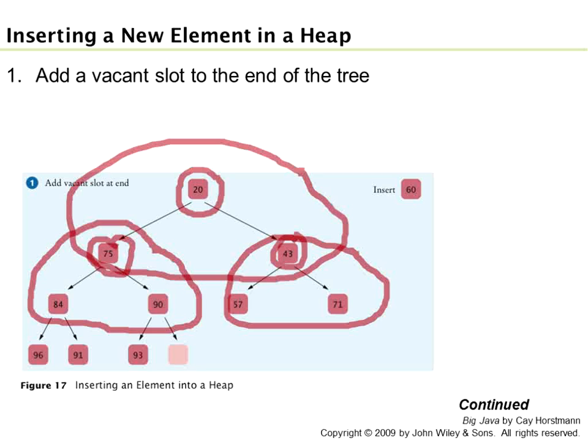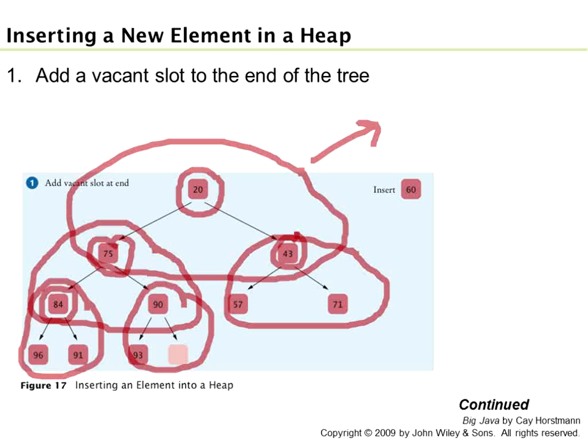Now see this subtree. Here 43 is smaller than 57 and 71. And if you see this subtree, 84 is smaller than 96 and 91. And similarly, 90 is smaller than 93. So which type of heap is this?